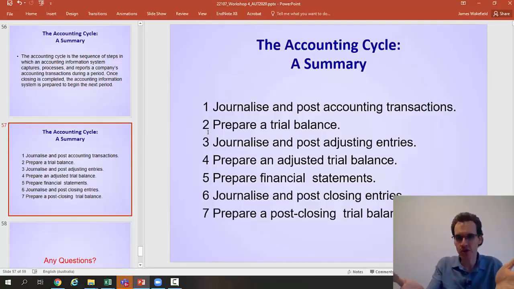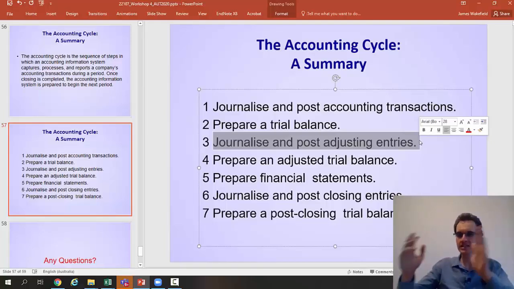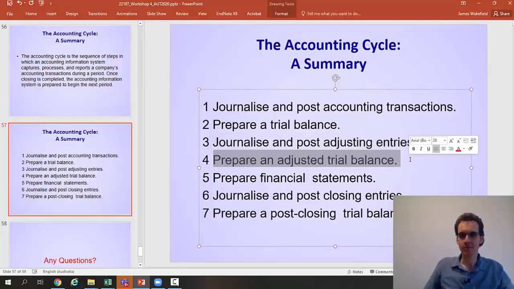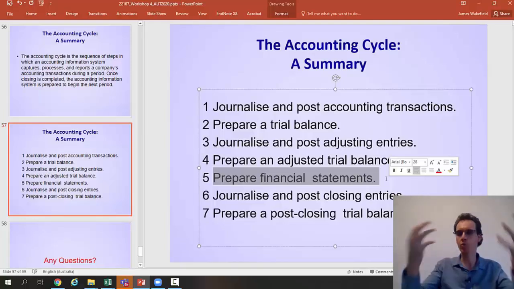You prepare a trial balance, and then after you prepare that trial balance at the end of the financial period, you then need to record the adjustments. So that's everything that we looked at today. You record the adjustments to recognize your revenues and expenses that you have earned and incurred for the period. You prepare an adjusted trial balance, which is obviously the adjusted one, and then you can prepare your final financial statements. Those financial statements are then reported in, say, an annual report for Commonwealth Bank or BHP or Woolworths or Wesfarmers.